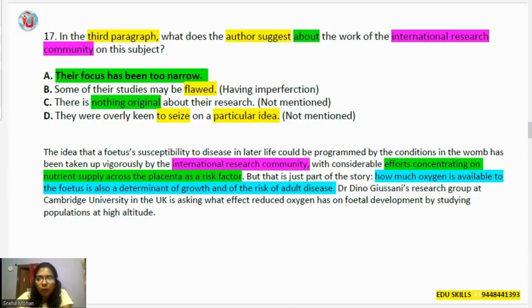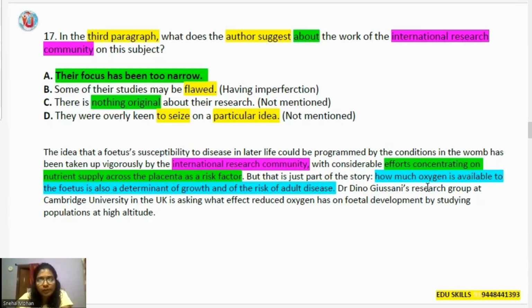So the topic is telling fetus susceptibility to disease in later life could be programmed by the conditions in the womb. Okay, this is a topic which has been taken by the international research community, and they have selected it based on the efforts concentrating on nutrient supply across the placenta as a risk factor. See, after that, there is a contrast word, but. But that is just part of the story. So it is only part of the story. That means that still it is left out. Something else is also there, which has to be put together with it to complete the story.